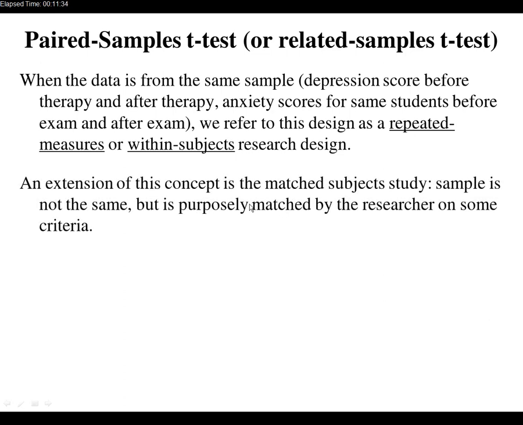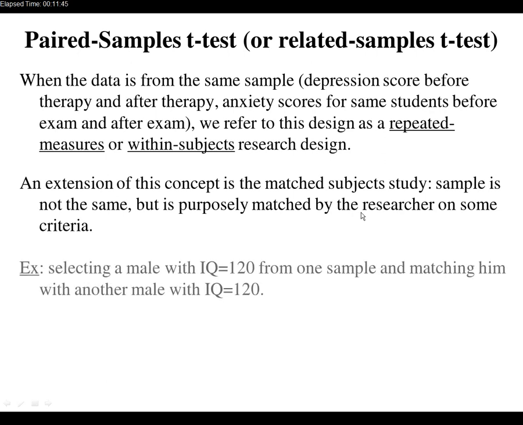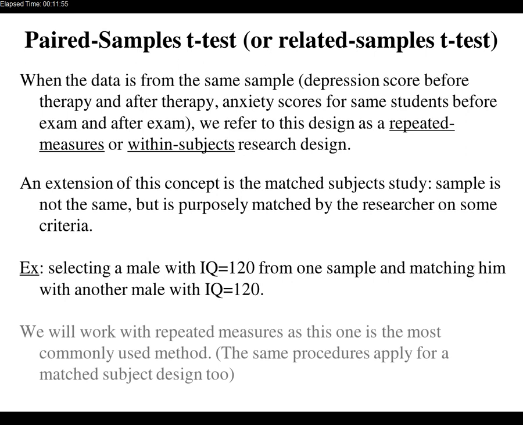An extension of this concept is the matched subjects study. The sample is not the same, but it's purposely matched by the researcher on some criteria. And what I mean by that is here's an example. Selecting a male with IQ of 120 from one sample and matching him with another male with the same IQ from another sample. Okay, we'll work with repeated measures as this one is the most commonly used method. The same procedures apply for a matched subject design also.